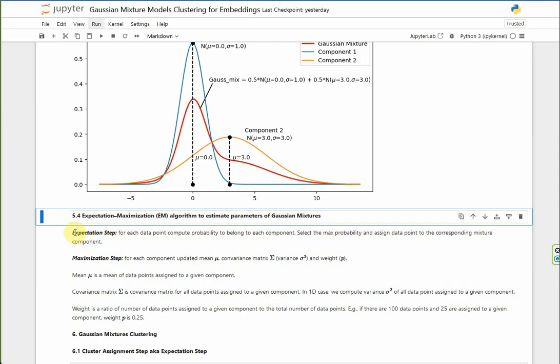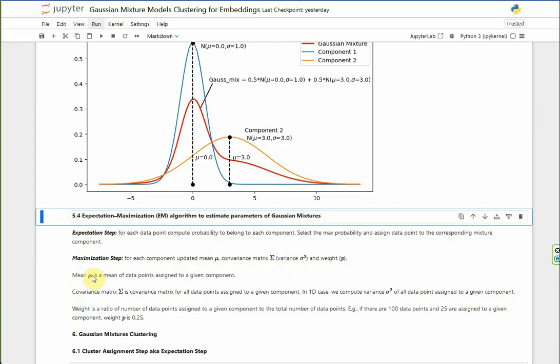And the first step is the expectation step, where for each data point, we compute the probability to belong to each component of a Gaussian mixture. And then we select the maximum probability and assign a data point to a corresponding mixture component. During the second step, we update values for the mean vector, covariance matrix, and weights.